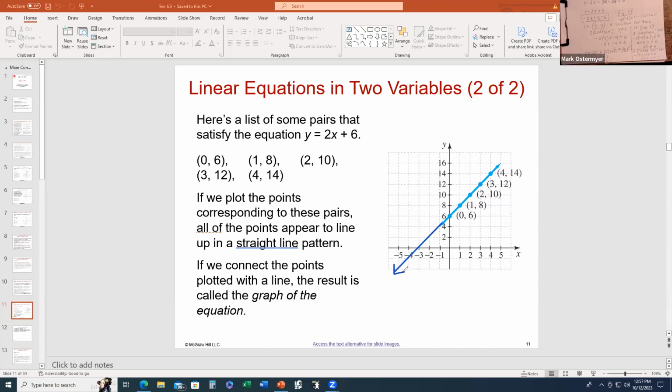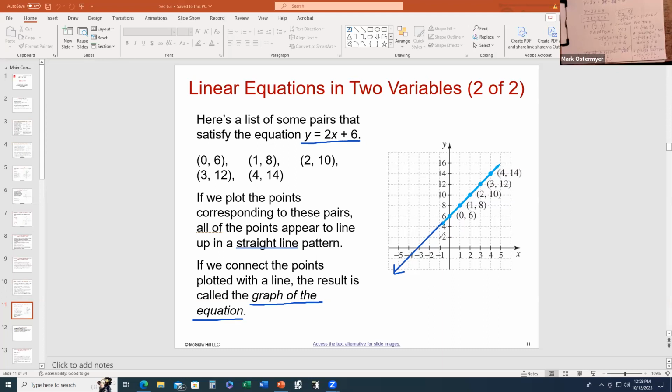And notice this line goes in both directions forever. That's what the arrows indicate. So now you can begin to see why there's an infinite number of ordered pair solutions for y equals -2x plus 6. As long as the point lies on the line, we say it's a solution to this linear equation. This line represents what is called the graph of the linear equation. Okay, so the graph of a linear equation is basically going to be, in the plane, a line that contains all ordered pair solutions to the linear equation.